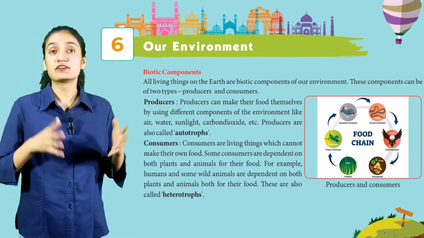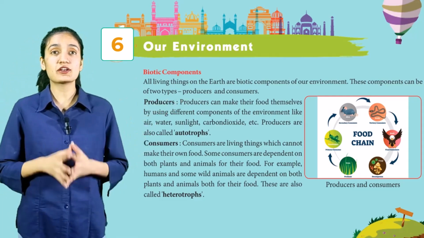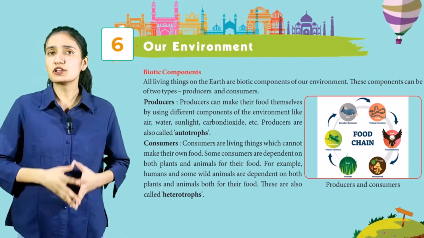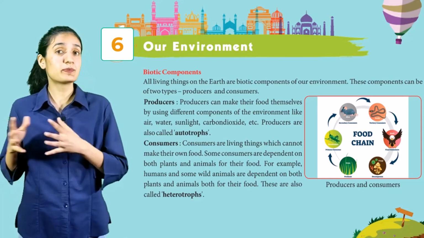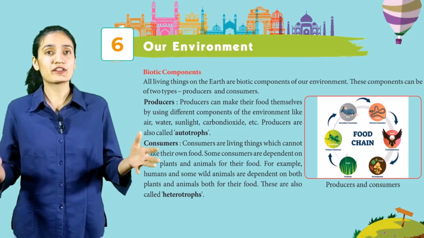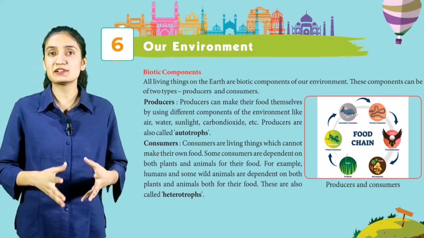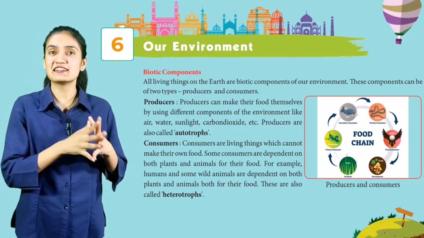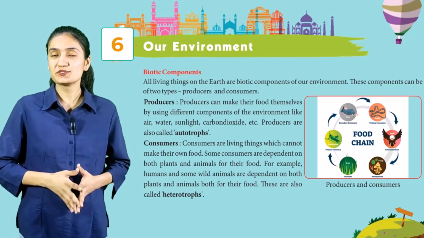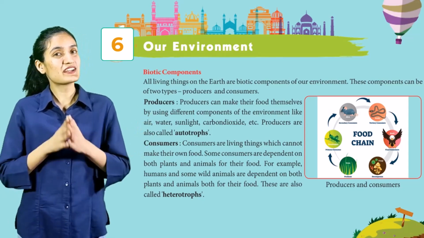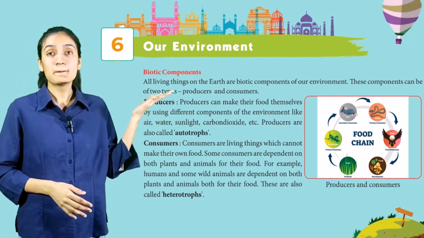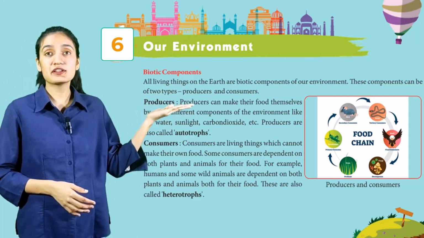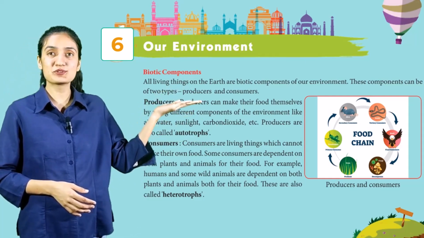Next is consumers. Consumers are living things which cannot make their own food. Some consumers are dependent on both plants and animals for their food. For example, humans and some wild animals are dependent on both plants and animals for their food. These are also called heterotrophs. You can see producers and consumers. You can see a flow chart showing the food chain.